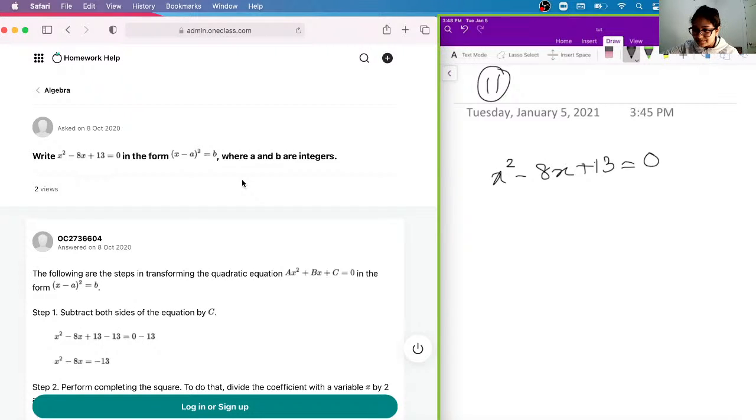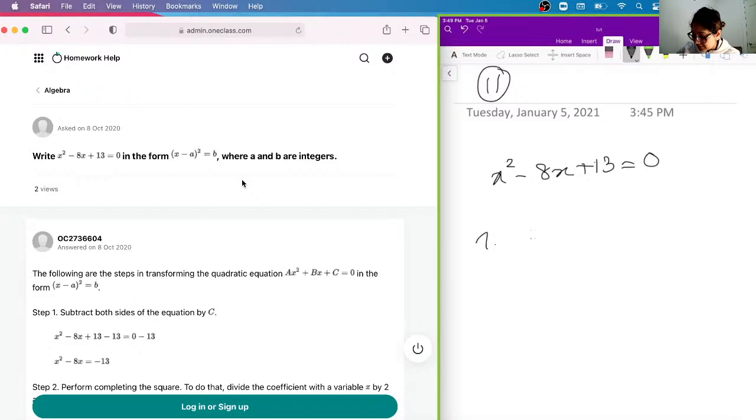Okay, so to do this, the following steps transform the quadratic into the form x minus a squared equals b. The first step would be to subtract both sides of the equation by c, since we're just trying to eliminate c in this case. So we have ax squared plus bx, basically. First step would be to subtract c.